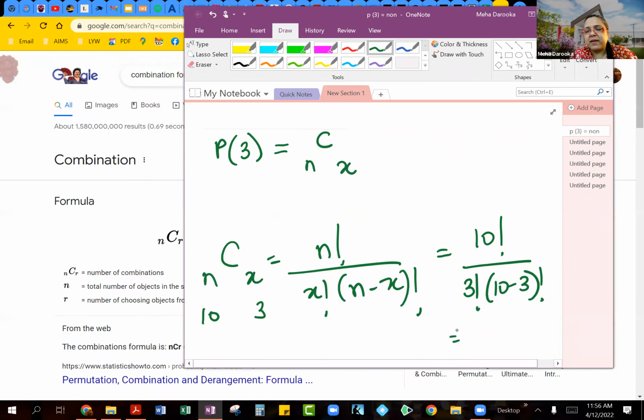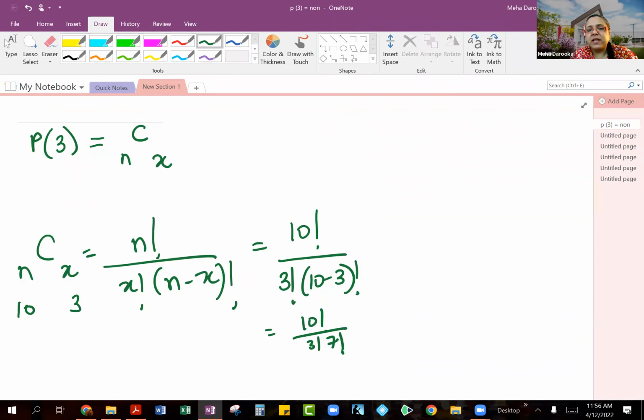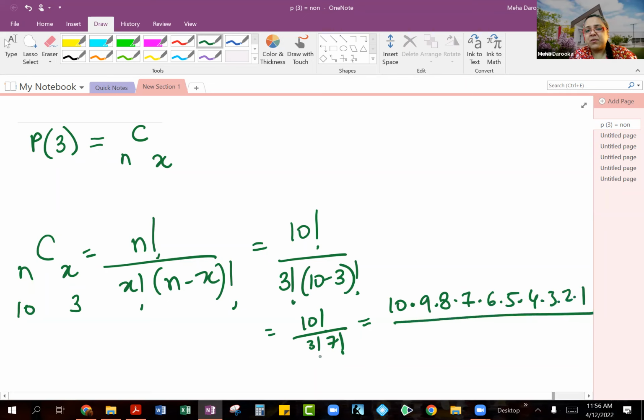And then you would end up getting 10, 3, and 7 factorial. And the way we define factorial, if that's something you're not familiar with, is you write it out till you get all the way down to 1. So 10, 9, 8, 7, 6, 5, 4, 3, 2, 1. Same thing with 3 factorial, that would be 3, 2, 1. And then 7, of course, would be 7, 6, 5, 4, 3, 2, 1.